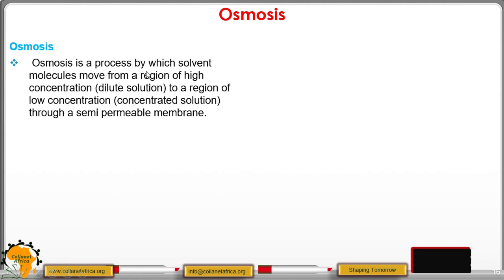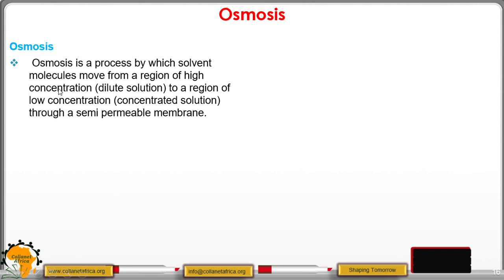Osmosis is the process by which solvent molecules move from a region of high concentration to a region of low concentration through a semi-permeable membrane. Solvent molecules are just like water molecules, and they are moving from a region where we have a high concentration of these molecules.